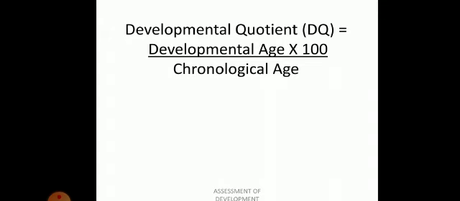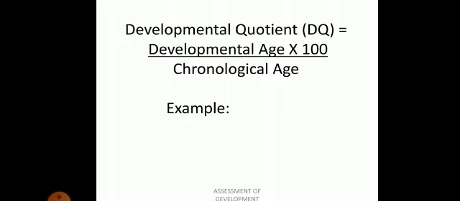Chronological age means as per calendar. As per calendar, the child has completed 2 years, and as per developmental age, the child has achieved sitting with support. So the developmental age for our example is 6 months, and the chronological age, the actual age if we consider from time, is 2 years. How do we calculate DQ for this patient?